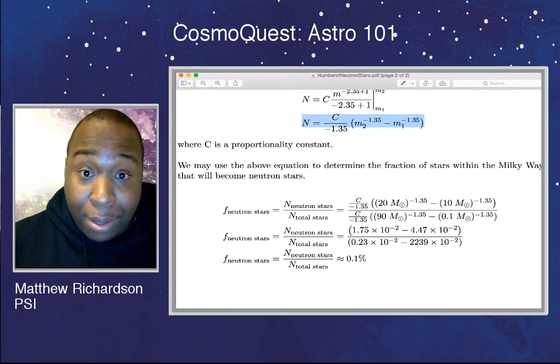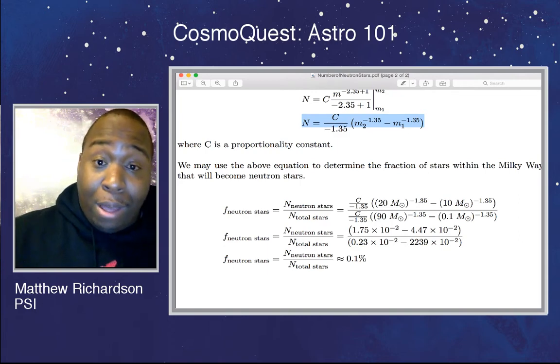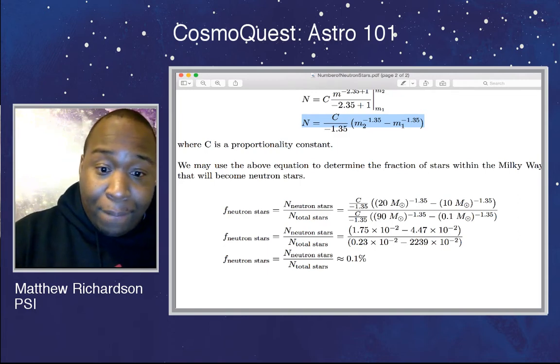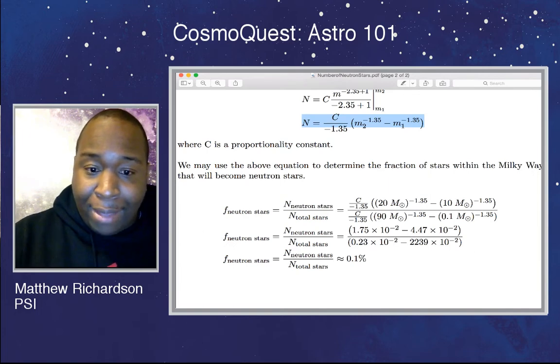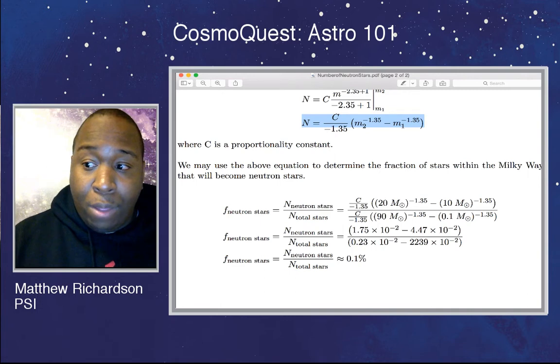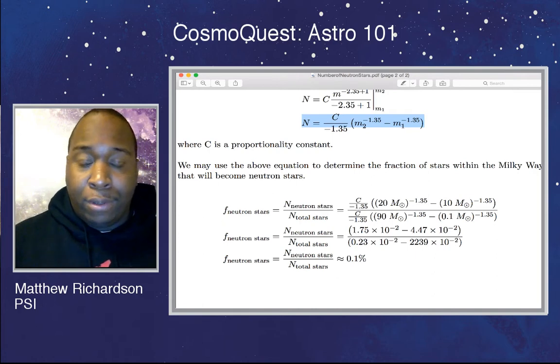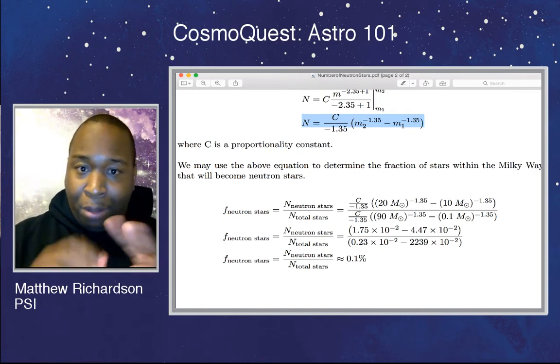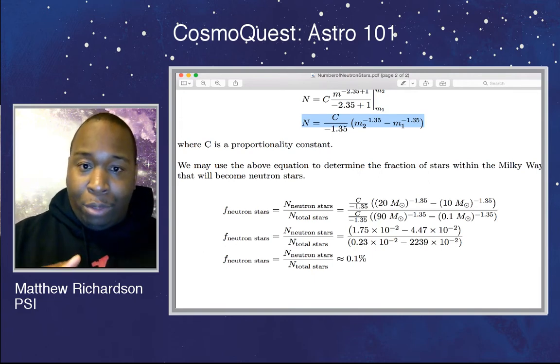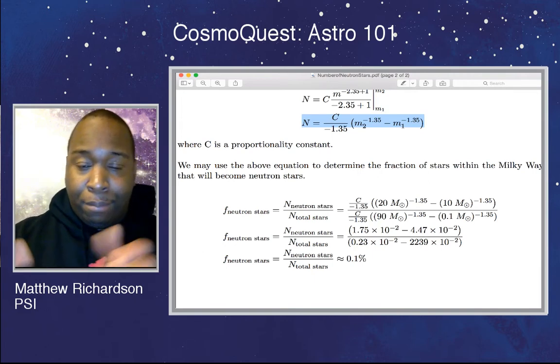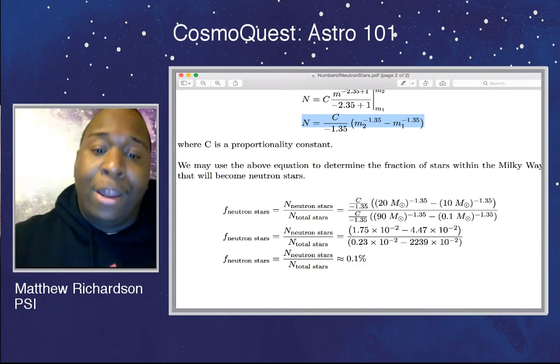And of course, this is assuming that all the main sequence stars in the mass range from 10 solar masses to 20 solar masses that formed when the Milky Way initially formed have all undergone a type 2 supernova explosion. So they've all been on the main sequence, went through their red giant phase, and have exploded and left behind neutron stars.